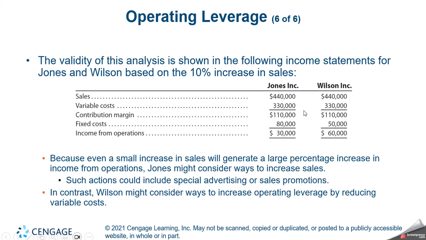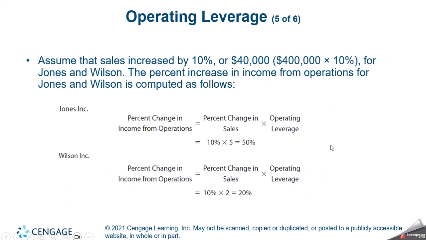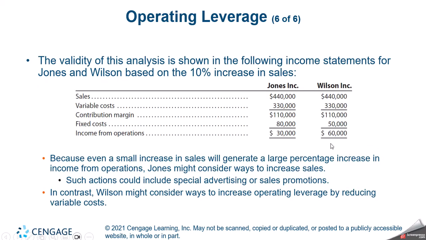And you can see the numbers actually work out here. That's the nice thing, to calculate out that operating leverage and then prove it out. If my sales go up 10%, my variable costs also go up 10%. So my contribution margin goes up 10%, but my fixed costs stay the same. So then that income goes up 30,000. And you do the same thing for Wilson. So if we go back, that would be a 50% increase for Jones and a 20% increase in income from operations for Wilson.